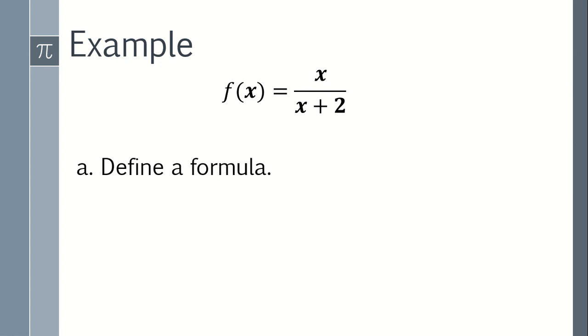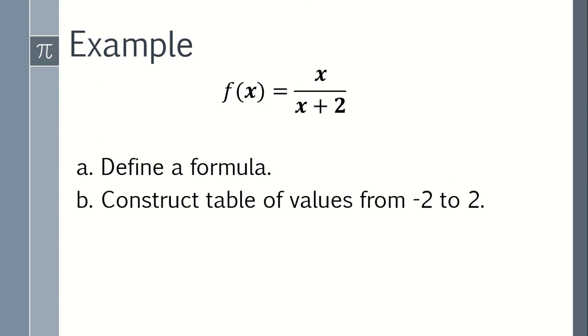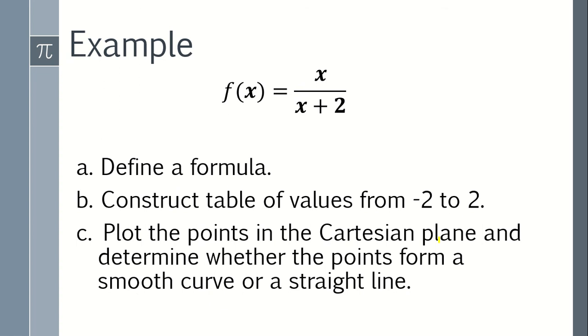Okay, so ito yung steps na gagawin sana natin. Define a formula, pero yan na yung formula natin, ito yung equation natin. Construct table of values from negative 2 to positive 2. So, ang table of values natin na gagamitin na i-substitute kay x ay negative 2 to positive 2. And then, plot the points in the Cartesian plane and determine whether the points form a smooth curve or a straight line.